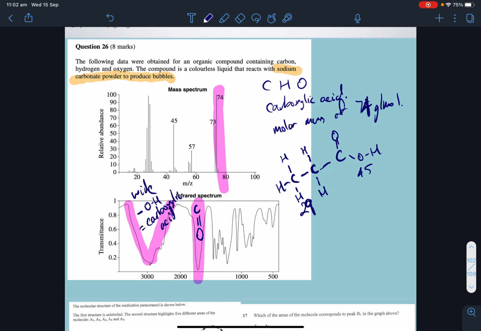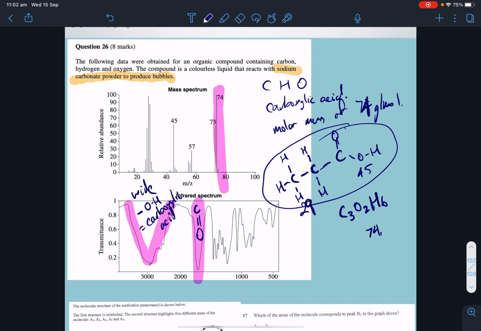Let's go. I've got 3 carbons. I have got 2 oxygens and 1, 2, 3, 4, 5, 6 hydrogens. Let's just put it in our calculator, make 100% sure. 3 times 12 for the carbon, plus 2 times 16 for the oxygen, plus 6 times 1 gives us 74. So what molecule do we have? This here is propanoic acid. That took me too long.